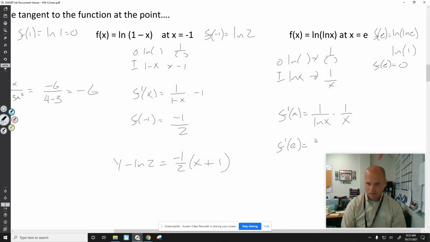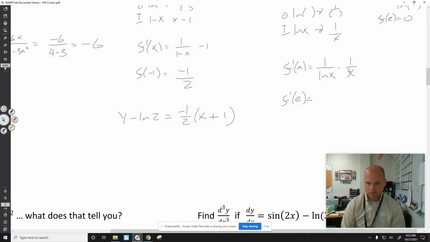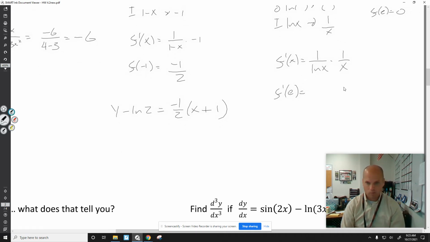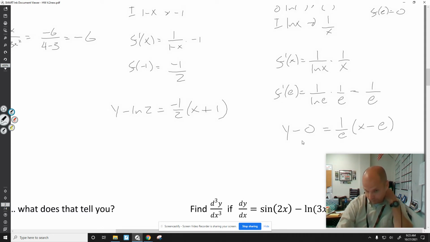Plugging in e, I have 1 over natural log of e, which is 1, times 1 over e. So that's just 1 over e because this is just 1. Giving me y minus 0. I don't have to put that, but I'm putting it anyways. Slope 1 over e, x minus e. Cool.